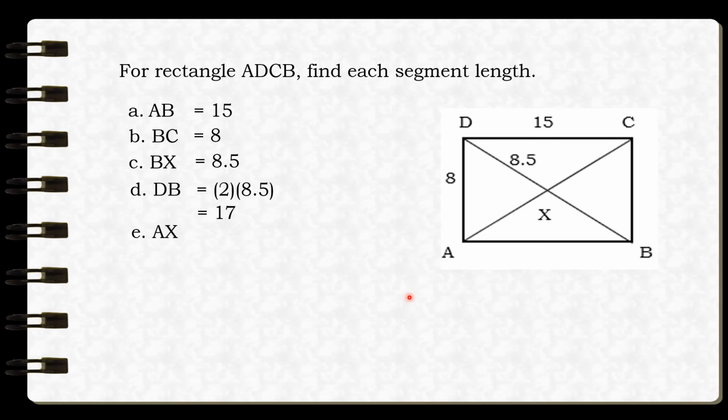And what is the measurement of segment AX? This one. So since the diagonals of a rectangle are congruent and AX is the half of segment AC, therefore AX is equal to 8.5. And segment AC is actually a diagonal of a rectangle and the diagonals are congruent. So since DB is equal to 17, AC is also equal to 17.